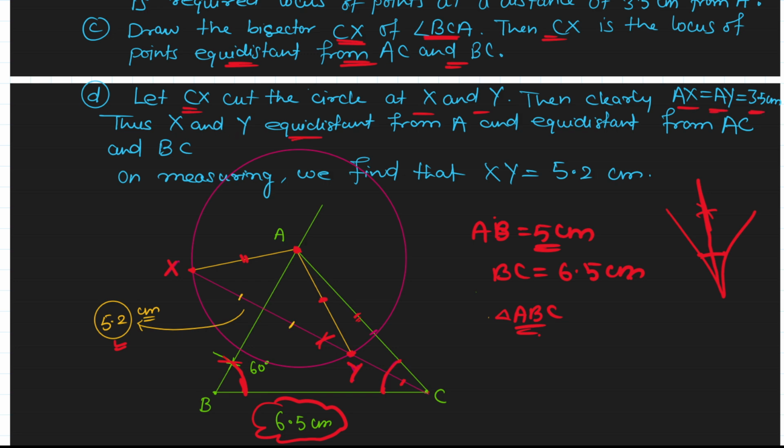Thus X and Y are equidistant from A and equidistant from AC and BC as well. So XY you can measure with the help of a scale, and we will get 5.2 centimeters.